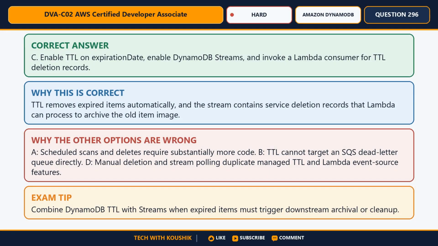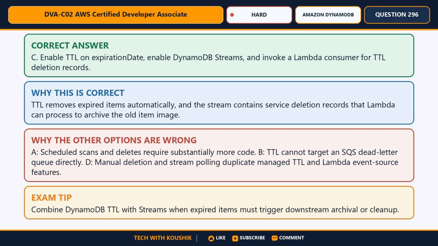The correct answer is C. Enable TTL on expiration date, enable DynamoDB Streams, and invoke a Lambda consumer for TTL deletion records. Here is why. TTL removes expired items automatically, and the stream contains service deletion records that Lambda can process to archive the old item image.